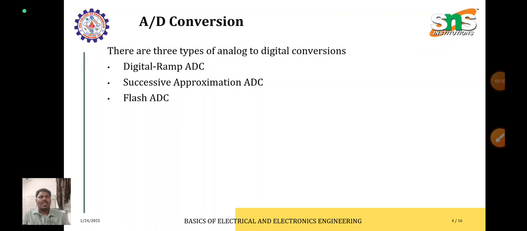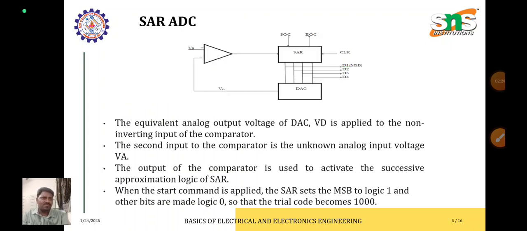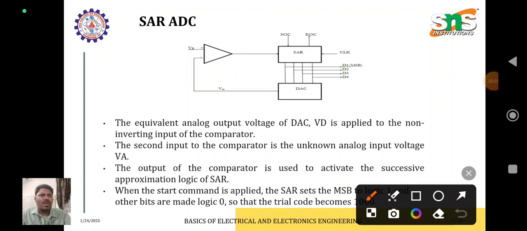Here, analog to digital conversion has three types: one is the digital ramp ADC, the successive approximation ADC, and the flash ADC. This is the successive approximation register analog to digital converter. Here it has three components: one is the SAR, successive approximation register, then the digital to analog converter, and this is an operational amplifier used as a comparator.